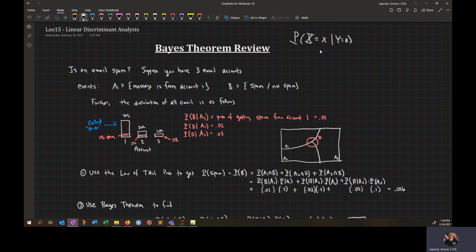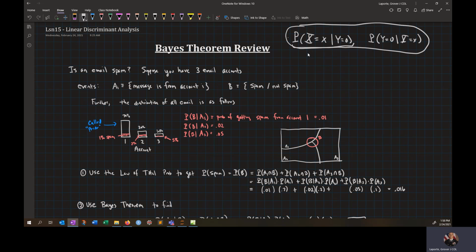Given that we know this, what I want to be able to do is turn it around and say the probability that we're in class 0 given that X is equal to x. So that's what we want to be able to do, and that's what you'll see in the Jupyter Notebook tonight.